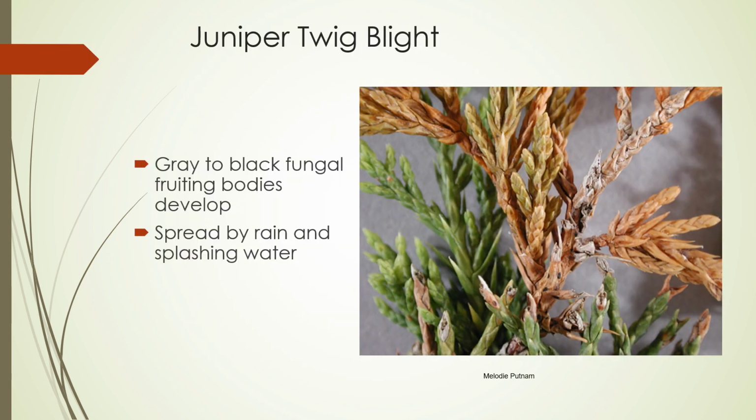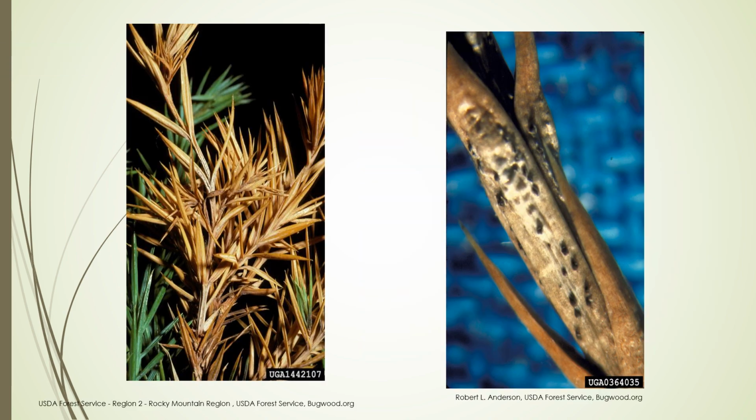So close up you're going to see that you've got gray to black fungal fruiting bodies developing, and it is spread by rain and splashing water. Here's a very close up on the left. You can see here's a juniper that's got the disease, and then if you look closely you'll see the fruiting bodies on the right.